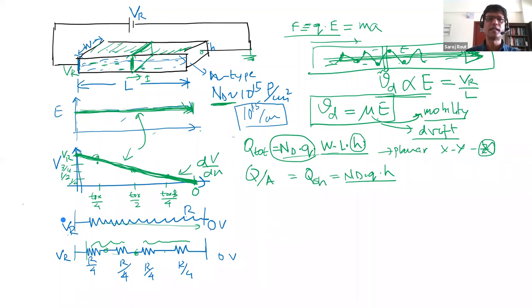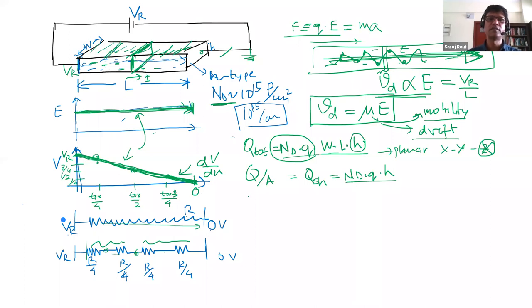So if I look at any cross section, because KCL has to be valid, it doesn't matter where I take this cross section. This current is equal to this cross section, this cross section, or even the cross section of the wire. They all have to be the same because KCL has to be valid. It's not the same for voltage, but current has to be the same. So I take any arbitrary place and just take a cross section, okay?